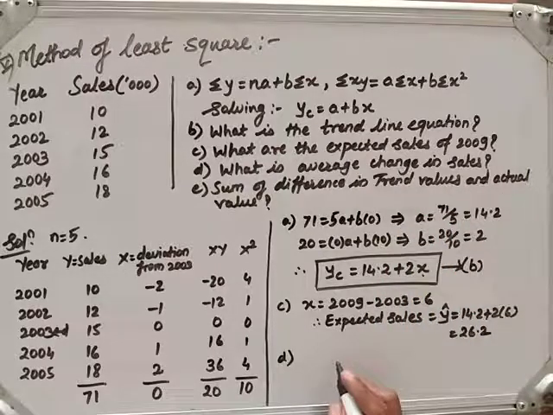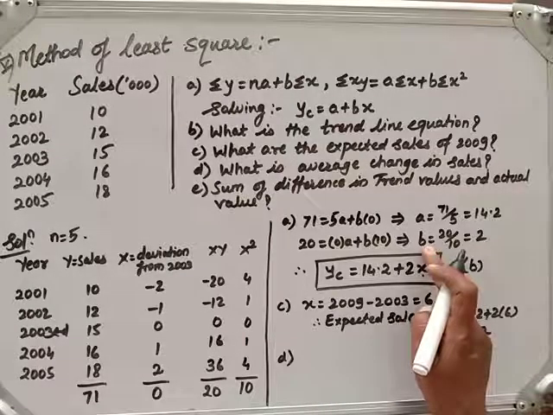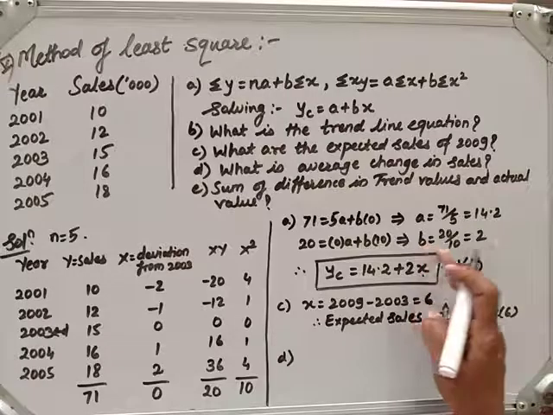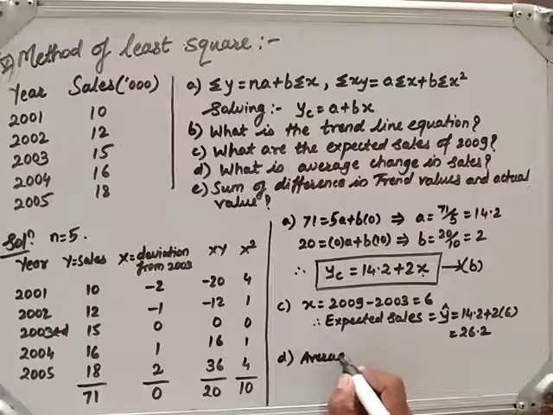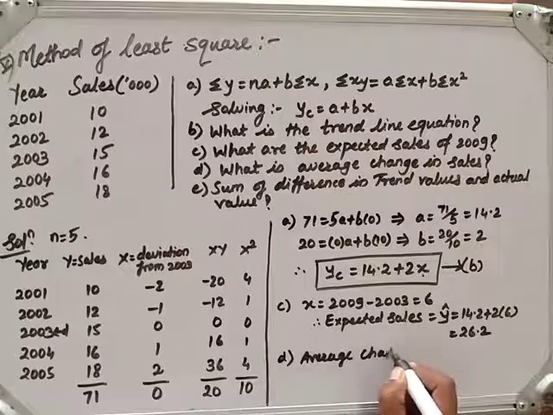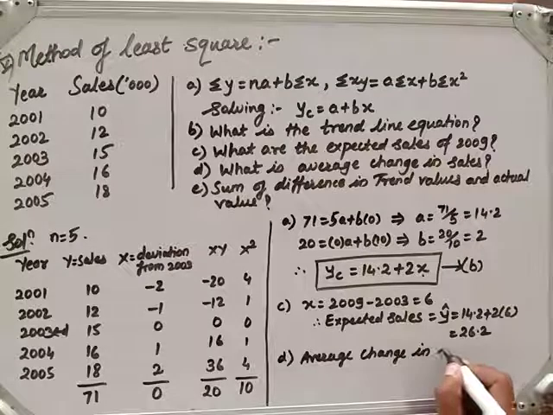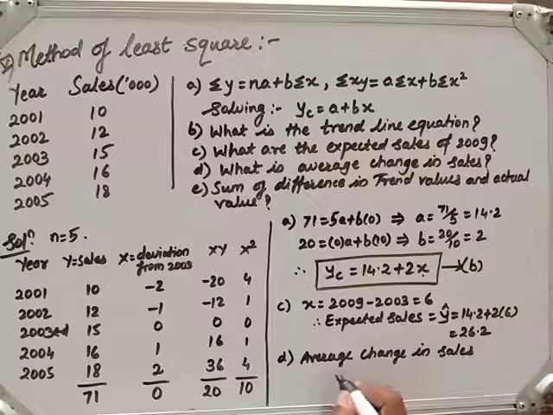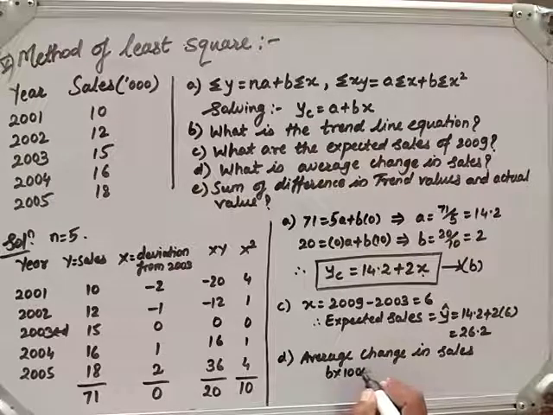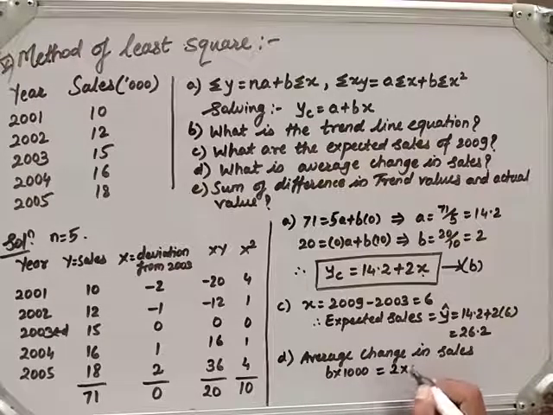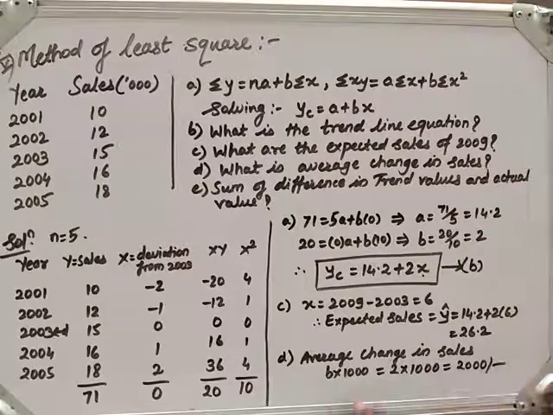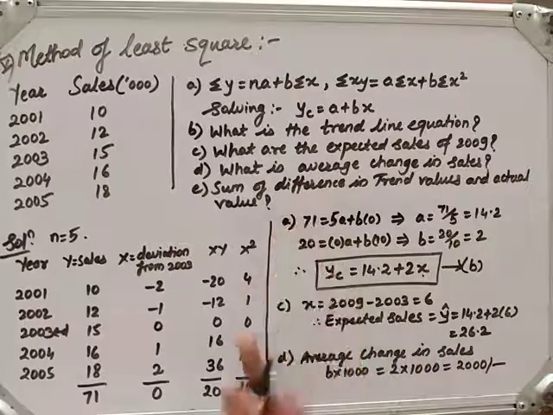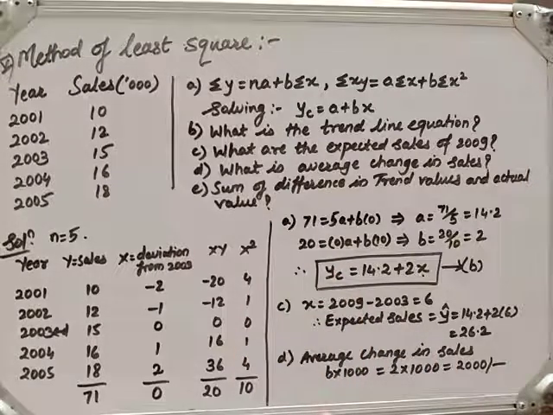What is average change in sales? That average change in sales is nothing but b into 1000. Average change in sales is b into 1000. And what is b? b is 2. So 2 into 1000, so it is 2000. Average change in sales is 2000. Now the last part, E part, sum of difference in trend values and actual values.